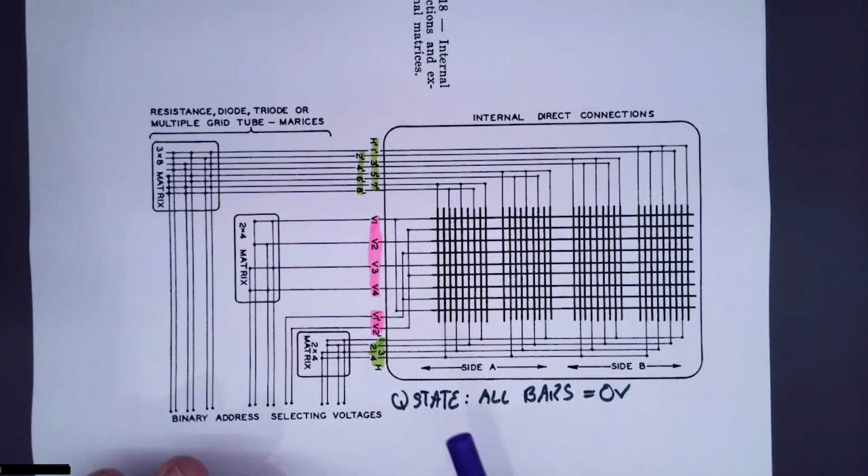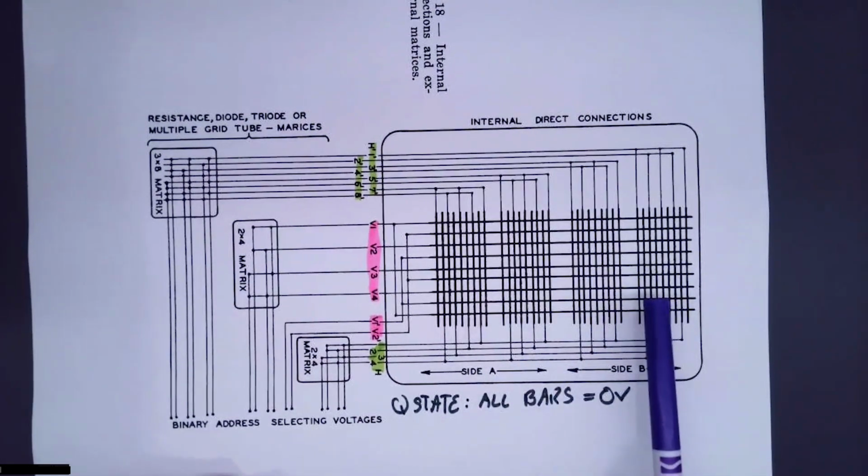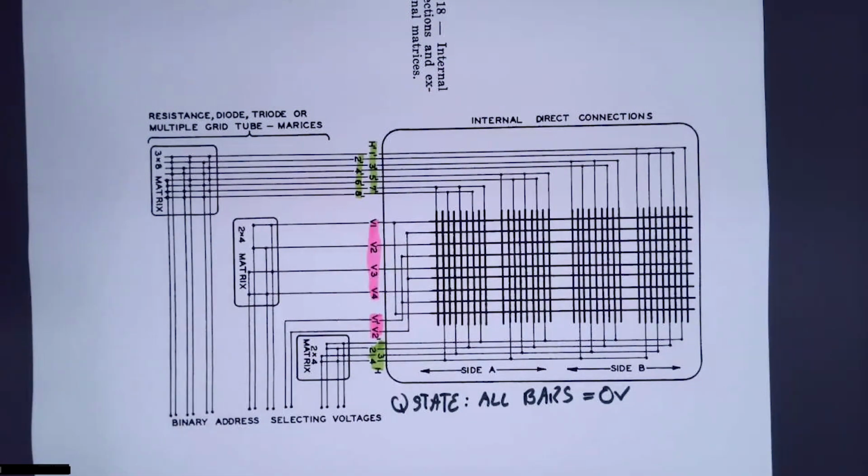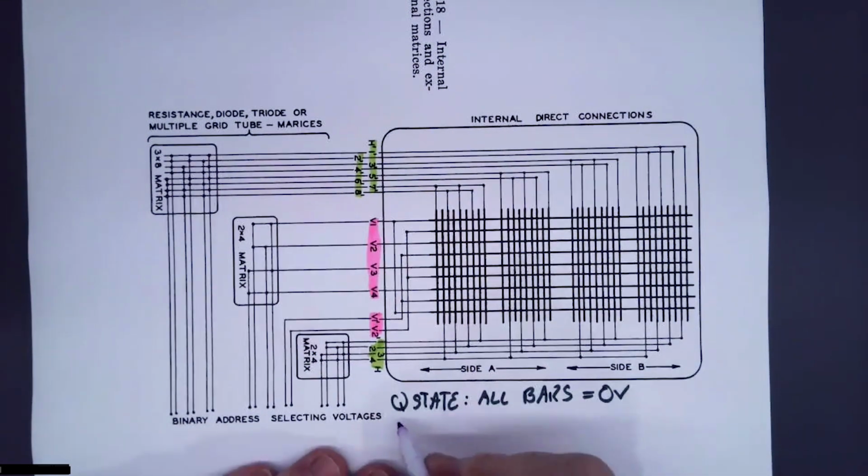But when I am trying to select a bit, what I need to do is make one and only one bar of each group 0 volts, and then all others of those groups are at minus 250 volts.